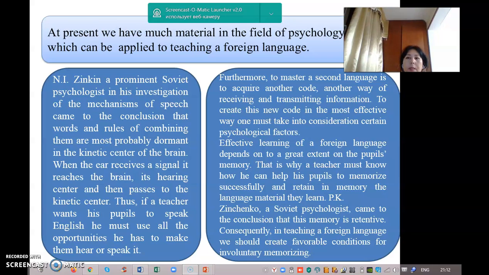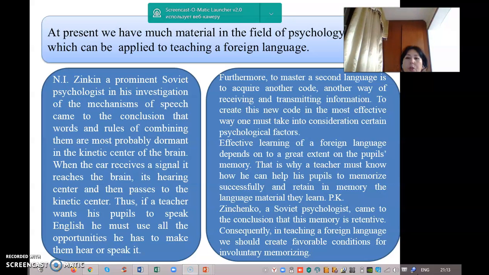Furthermore, to master a second language is to acquire another code, another way of receiving and transmitting information. To create this new code in the most effective way, one must take into consideration certain psychological factors. Effective learning of a foreign language depends to a great extent on the pupil's memory. That is why a teacher must know how he can help his students to memorize successfully and retain in the memory the language material they learn. Zinchenko, a Soviet psychologist, came to the conclusion that this memory is retentive.